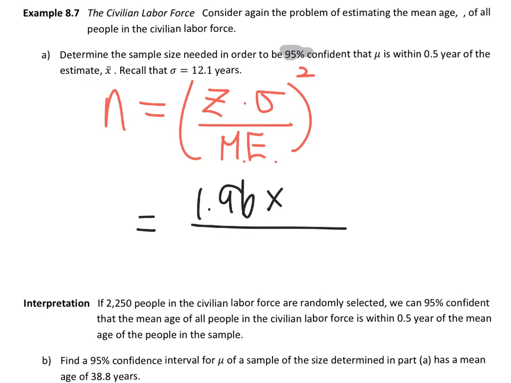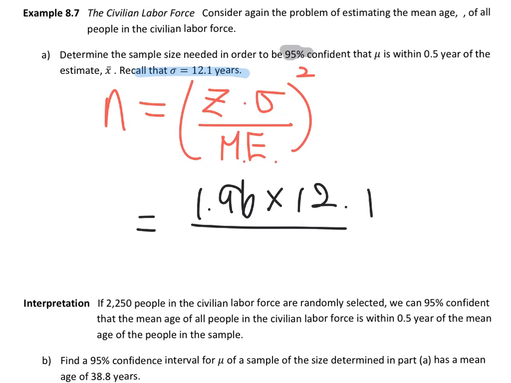We are going to take other z-scores from other confidence levels later. But we found 1.96 from the 95% confidence level. And can you see the sigma? Yes, here. Sigma was assumed to be known, 12.1. Yeah, plug it in.